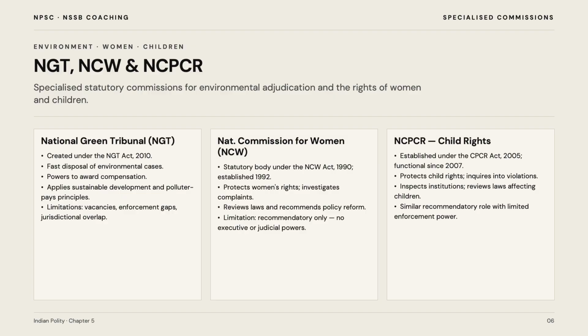Now, the National Green Tribunal, you can read about it, for the environment. National Commission for Women, you can write about it. National Commission for Protection of Child Rights, you can read about it once you go home. And NITI Aayog, I have explained NITI Aayog as well.